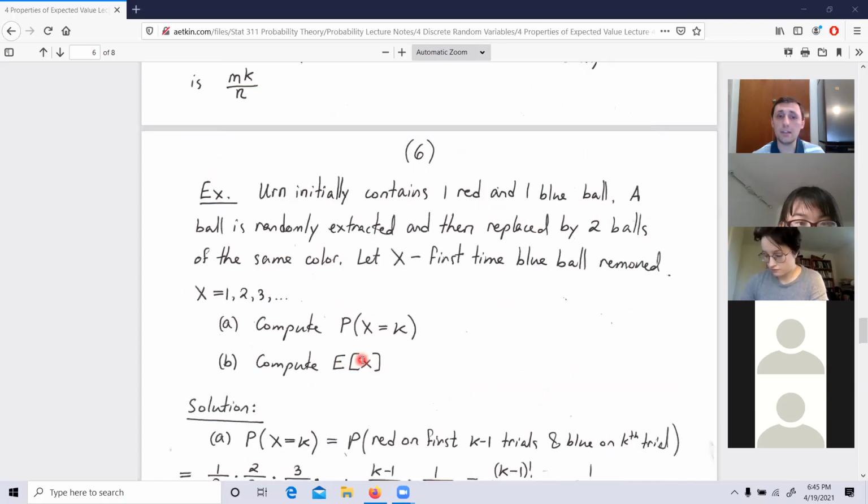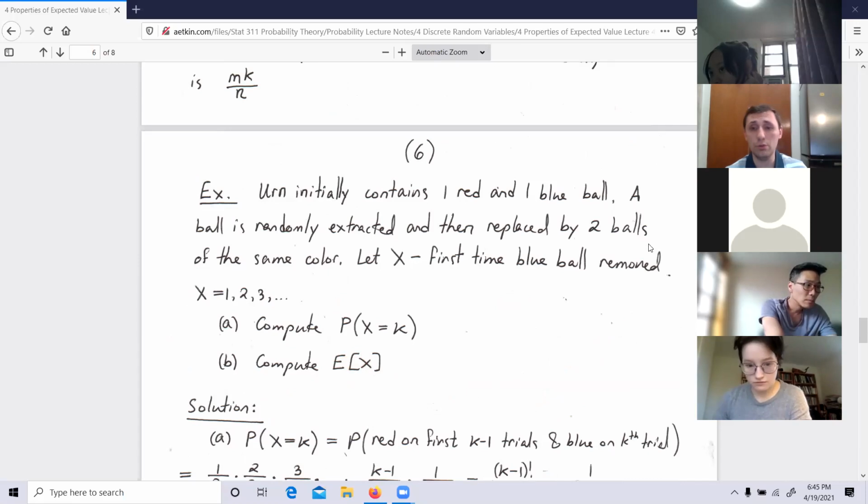Now, what's the expected value, guys? What do you think? The expected value. In other words, on average, how long will it take you to remove a blue ball?